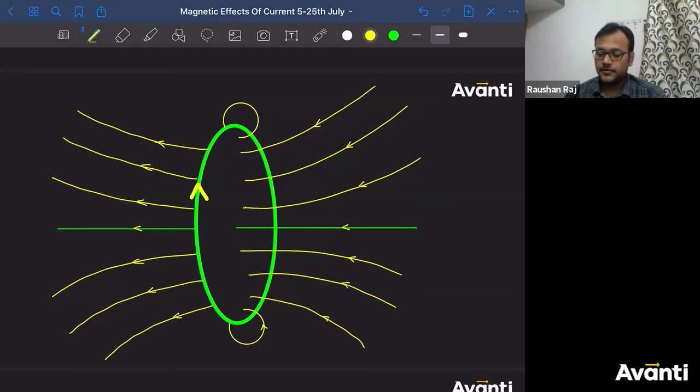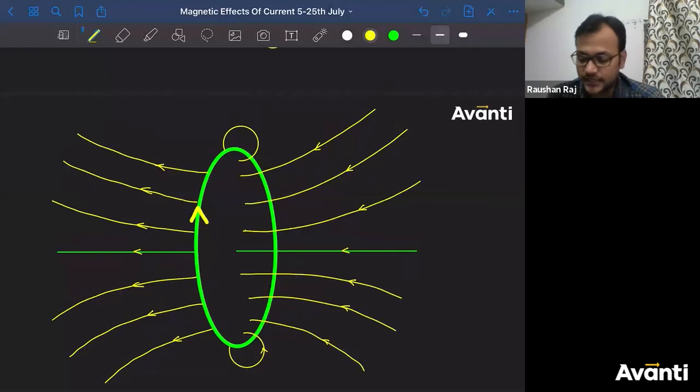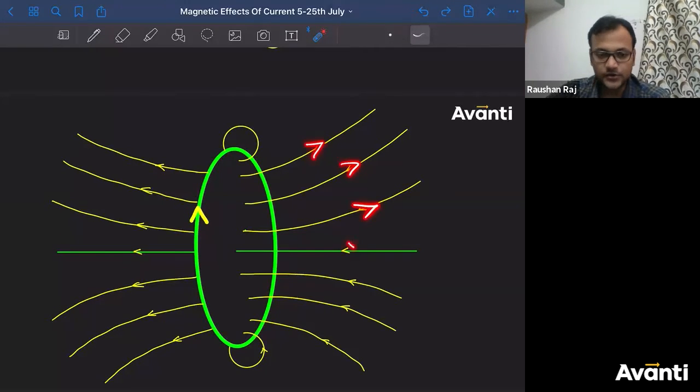All right guys, please try to remember this diagram. This is how the magnetic field lines for a circular current carrying wire will look. Yeah, it looks like an insect. See, if I reverse the direction of current, then what will happen? Only these arrows will change. That's it.